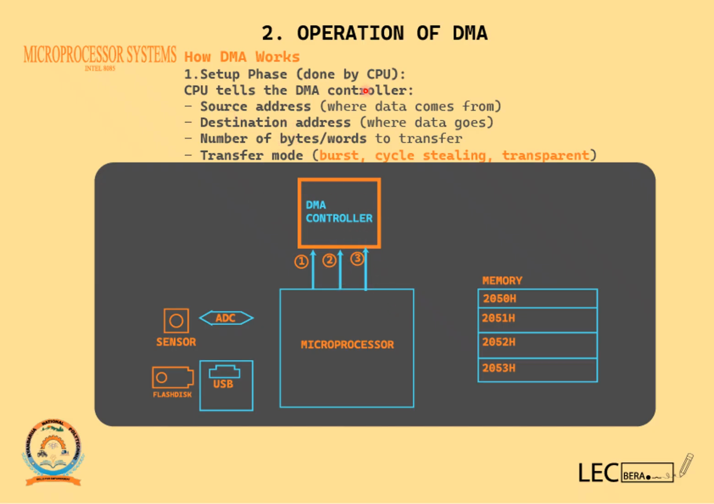These control signals are going to tell the DMA controller the source address where data comes from. It might be coming from the flash disk or the sensor, which is connected to the analog digital converter, and a destination address where to store that data. That one is going to be inside the memory. So we share the memory address with the DMA controller. Another thing is the number of bytes or words to be transferred, and the transfer mode, which we are going to look at in our second session. We are going to look at fast, cycle stealing, transparent, among others.